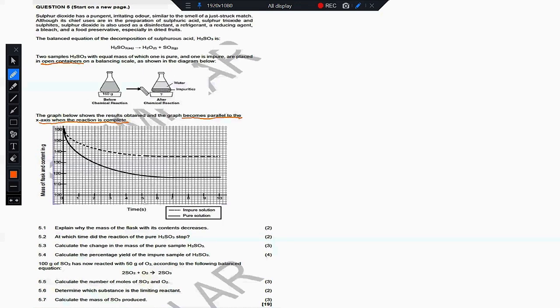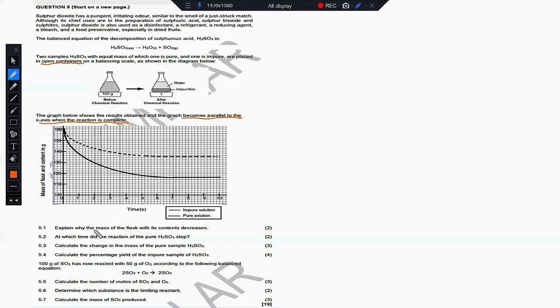Now, obviously, looking at this here, you can see that this is an open system because there is no lid or stopper closing here. And then this is obviously the impure sample because some of the impurities are left down here.